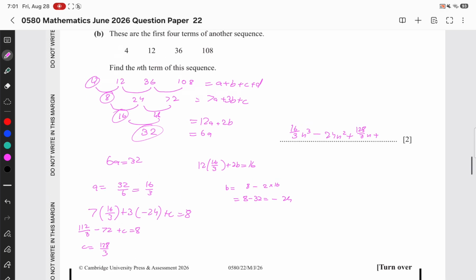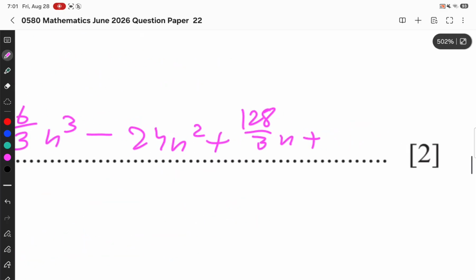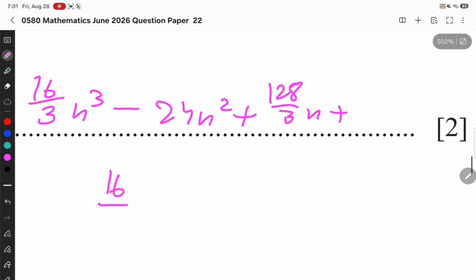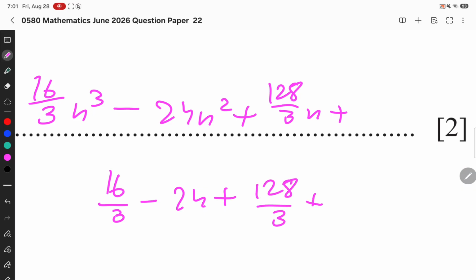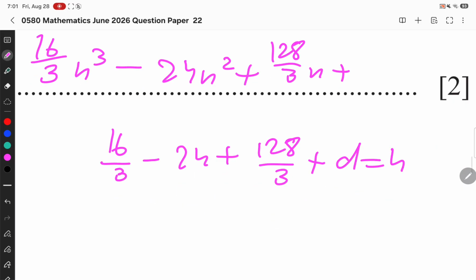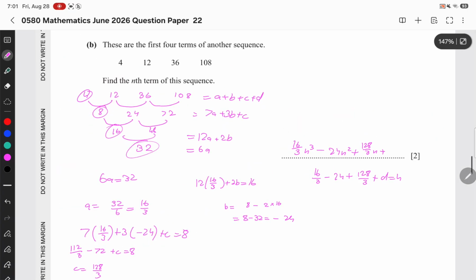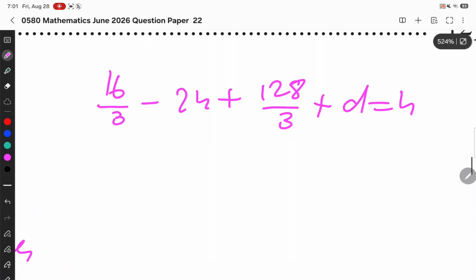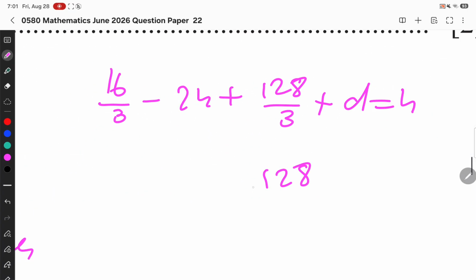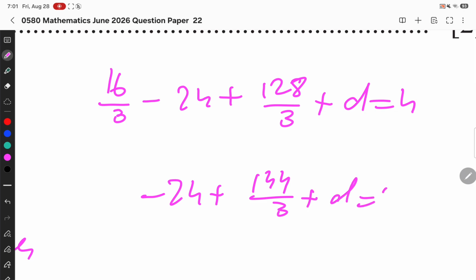For D, I'm already tired. So 16 over 3 minus 24 plus 128 over 3 plus D is equal to 4. Let's do this. 128 plus 16 is equal to what? 8, 10, 14, 4, 144. So you get negative 24 plus 144 over 3 plus D is equal to 4.